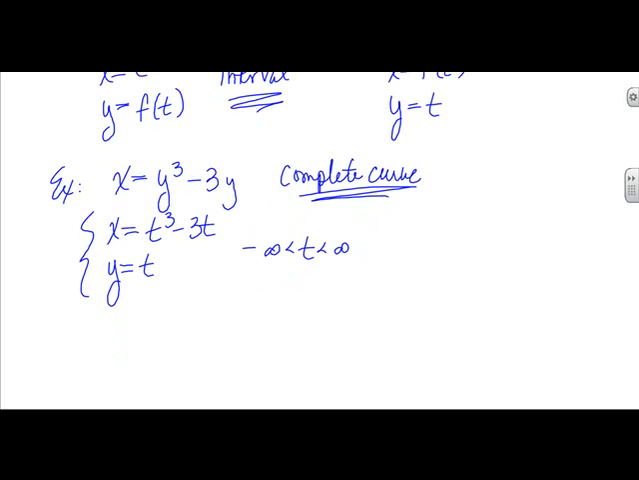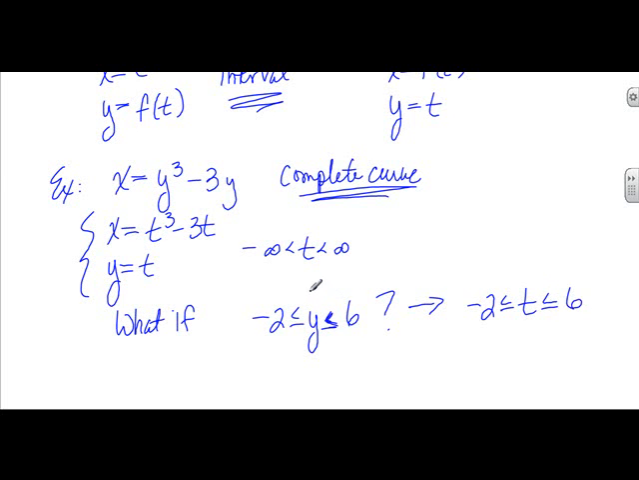Now what if we only wanted to think about the graph for values of y that were between -2 and 6? Well, you'd still have the same parametric equations. Your interval would just be different. This would be your parameter interval: -2 ≤ t ≤ 6. What I have to do there is think about what values of t are going to generate y values between -2 and 6. And since y and t are equal, that's going to be exactly the same interval for t values.